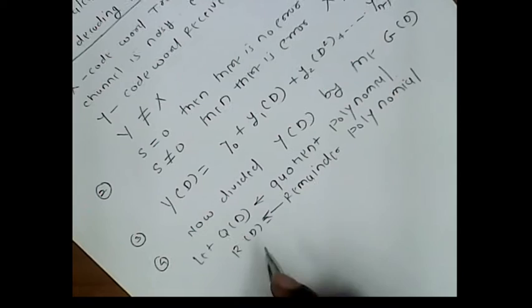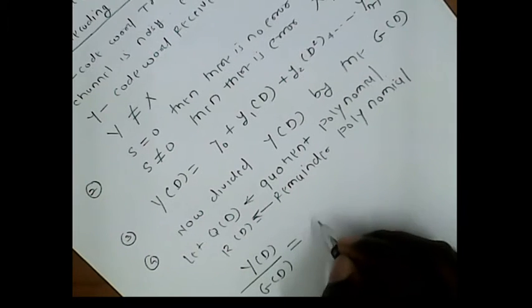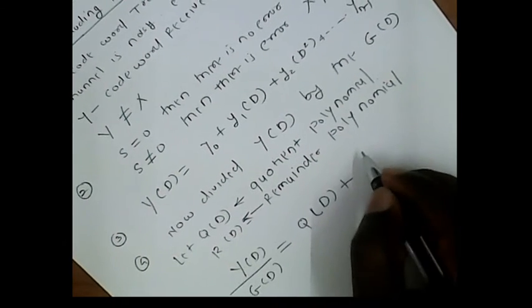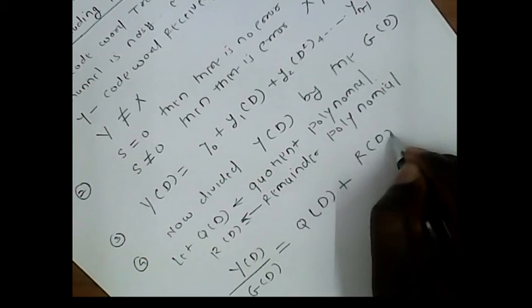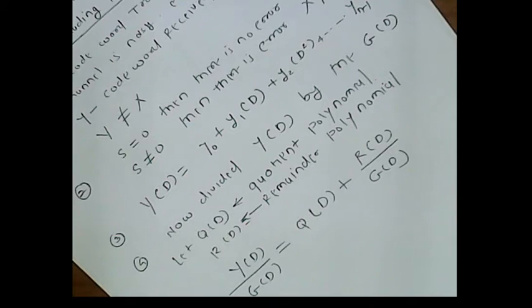So we can obtain the remainder polynomial by dividing the received polynomial y of d by the generator polynomial. So y of d divided by the generator polynomial gives the quotient polynomial plus the remainder polynomial divided by the generator polynomial.